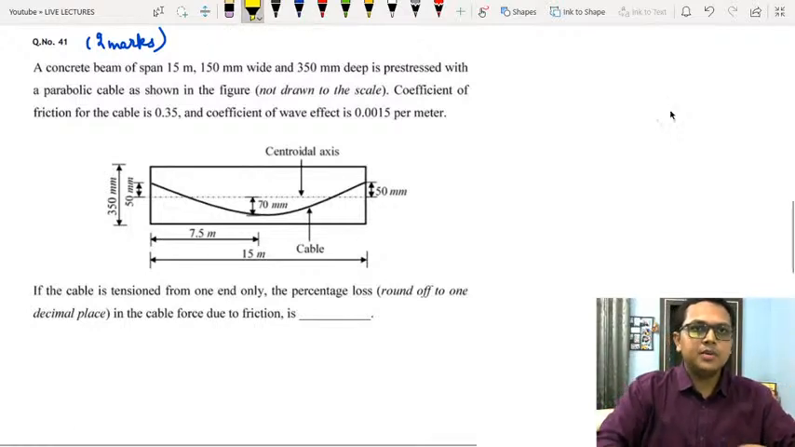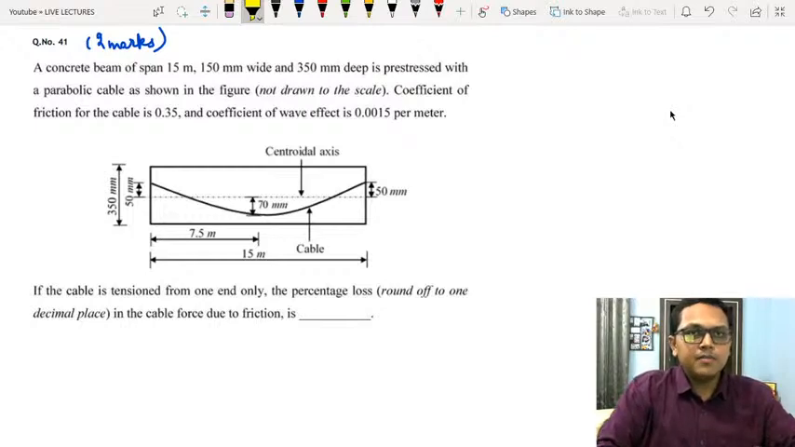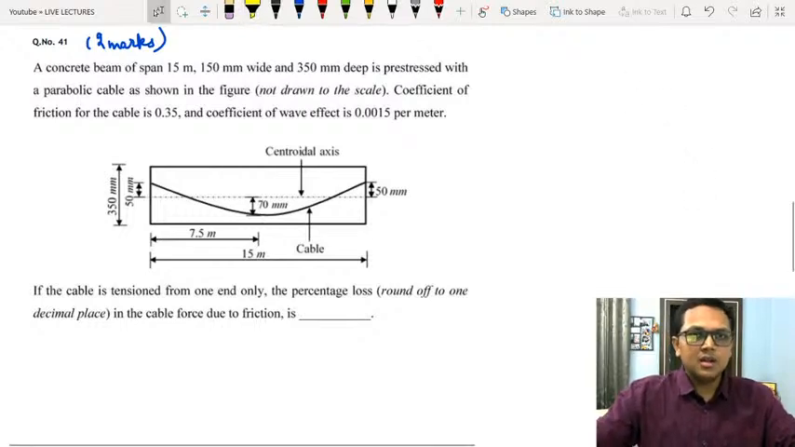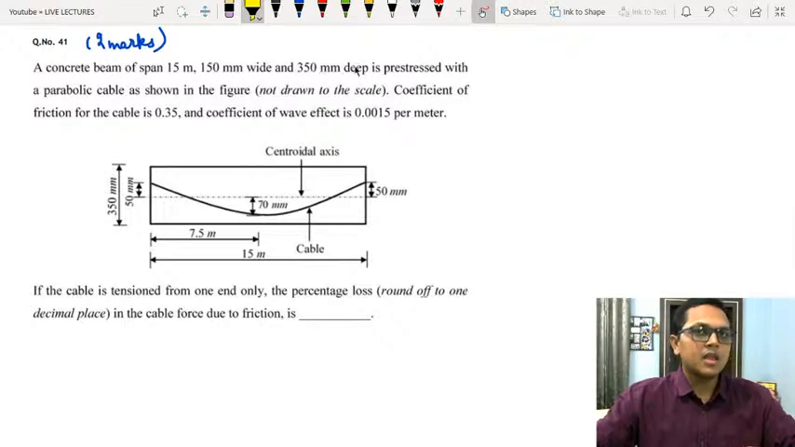In the question it has been asked, a concrete beam of span 15 meters, 150 mm wide and 350 mm deep, is pre-stressed with a parabolic cable as shown in the figure. It is shown in the figure a parabolic cable or the pre-stressing tendon which is provided in parabolic form in a concrete beam of length 15 meters and cross-section dimension of 150 mm wide and 350 mm deep.